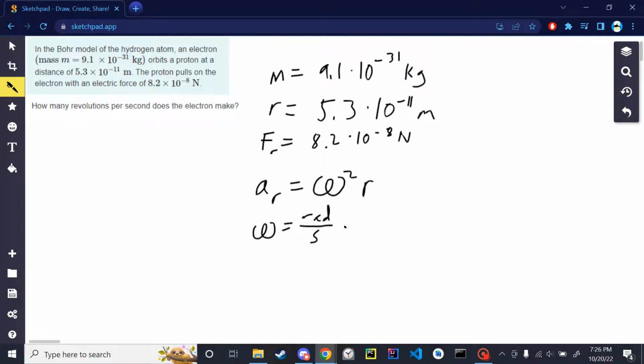Multiply that by 2 pi because the problem wants it in revolutions per second. I think I forgot to copy that over. Yes, I did, but it says to answer it in revolutions per second. So there are 2 pi radians for every 1 revolution, so this will give us radians per second.